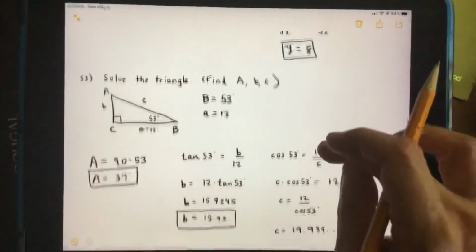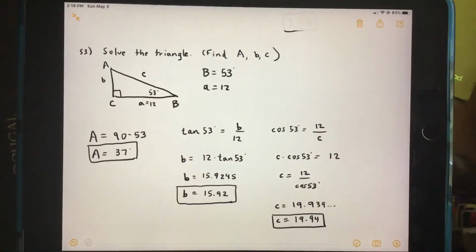Okay, what about sample 3? Sample 3 asks us to solve a right triangle.